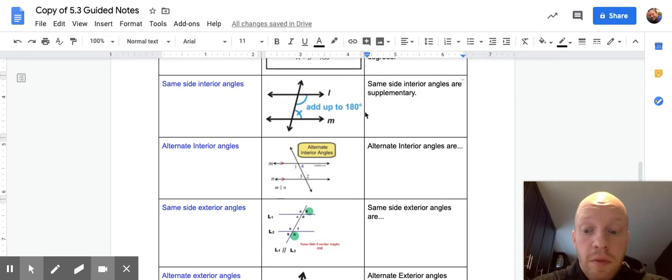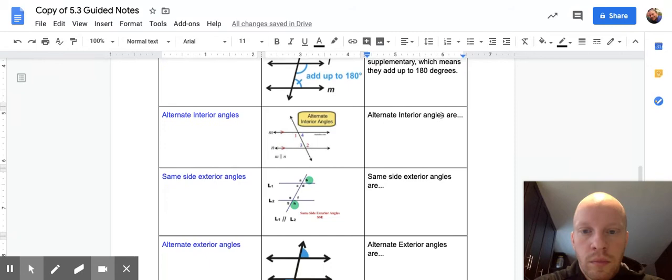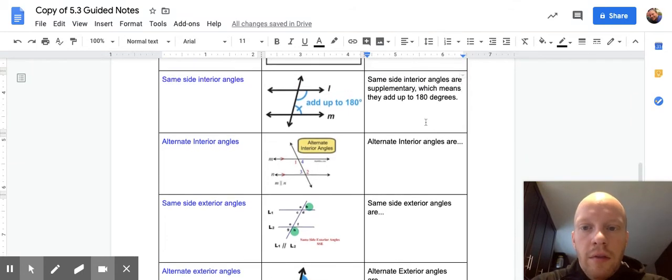Again, just to be more specific, I'm going to put a comma here and say, which means they add up to 180 degrees. As always, I have to be making some kind of mistake when I am typing. All right, so that's same side interior angles.